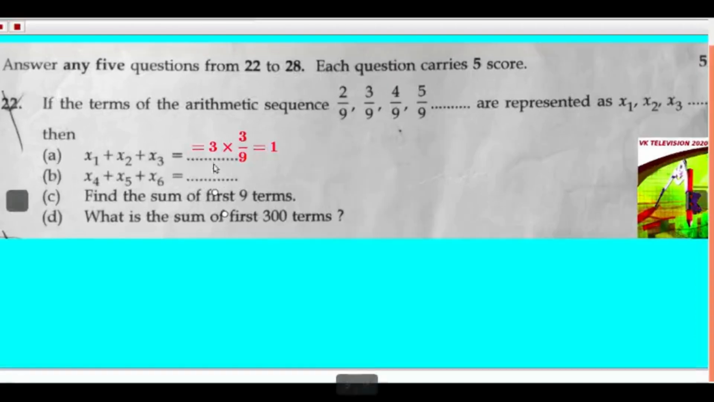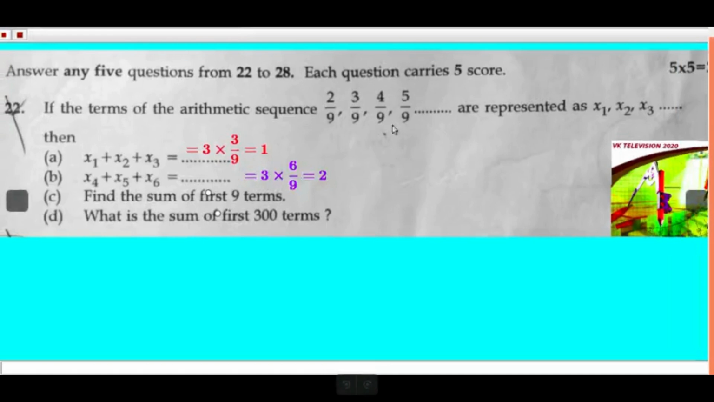Sum is equal to number of terms into middle term. So we have 3 terms, then sum is equal to 3 into the middle term, that is 3 by 9, which is equal to 1. Now we consider the next 3 terms, that is 5 by 9, 6 by 9, 7 by 9. So the middle term is 6 by 9. Sum is equal to 3 into 6 by 9, which is equal to 2.